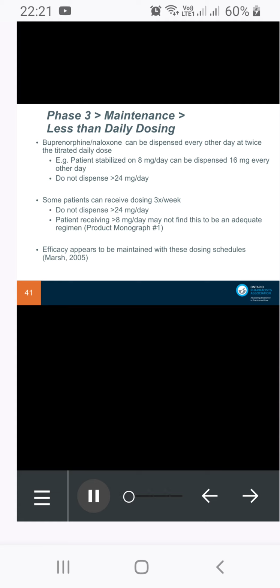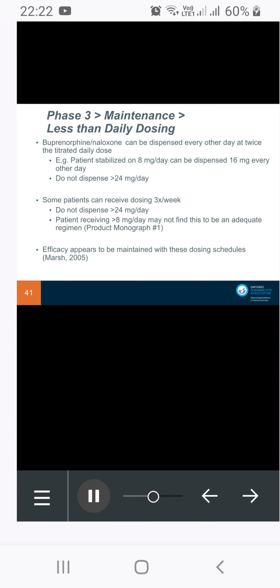Now there are some alternate dosing arrangements you may come across. Because buprenorphine is very long-acting, you can actually get away with less than daily dosing in some patients. So some patients can have their dose dispensed every other day at twice the titrated daily dose, meaning that you still need to start off with daily dosing, but say your patient is stabilized on 8 milligrams per day, you can actually try dispensing double that, so 16 milligrams every other day. Now, the caveat is that the total daily dose should not exceed 24 milligrams.